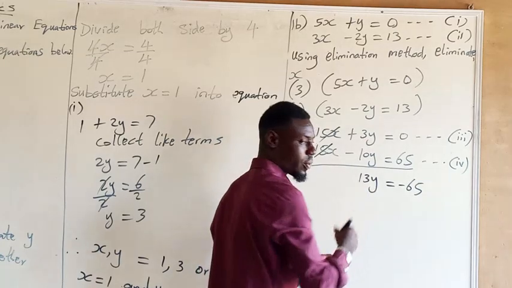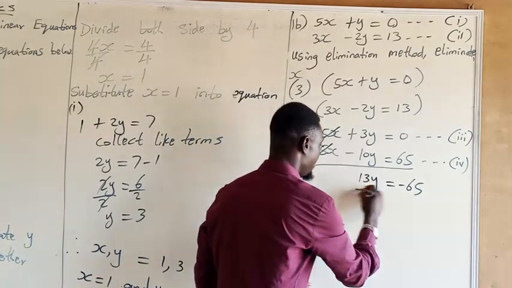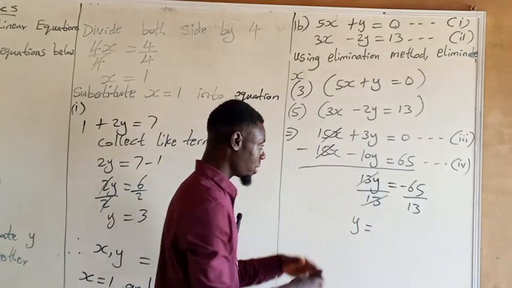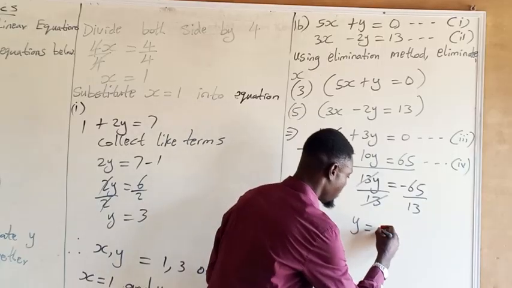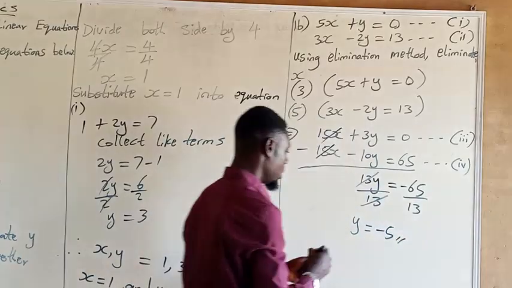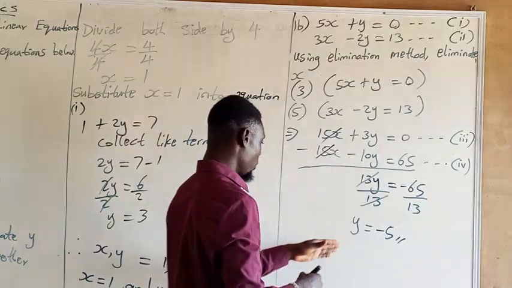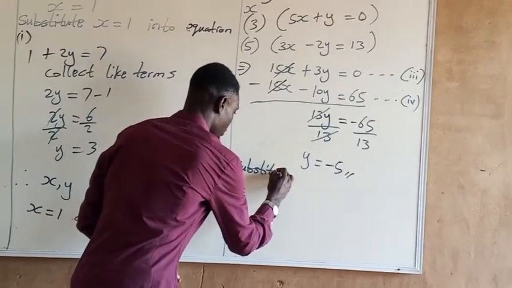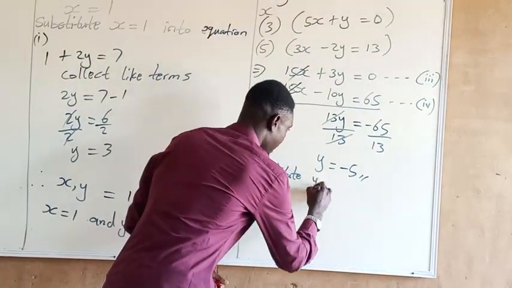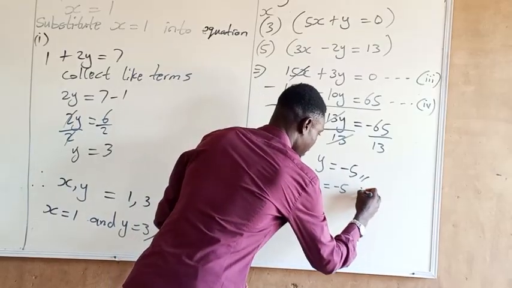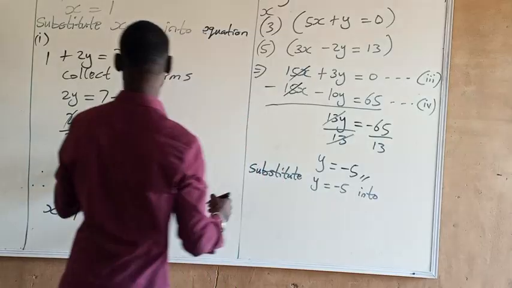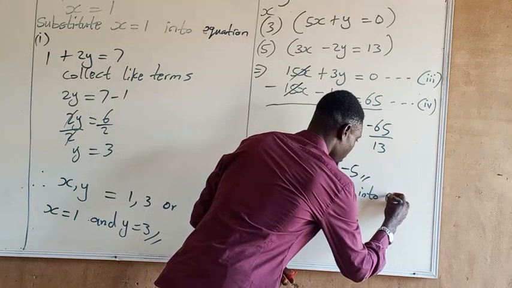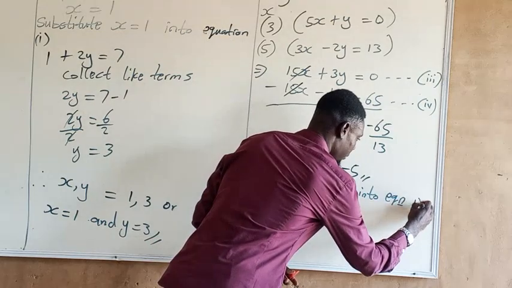What do we do now? We want to make y subject of the formula. We divide both sides by 13. So, when we divide this, we have minus 5 as our y. Now, we have gotten y. What do we say? Substitute y is equal to minus 5 into, let's see which of the equations is very easy. Okay, let's use equation 1.